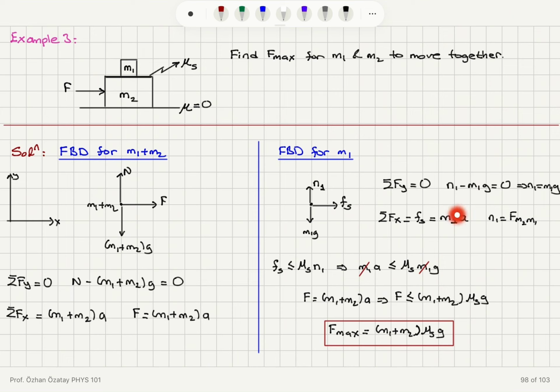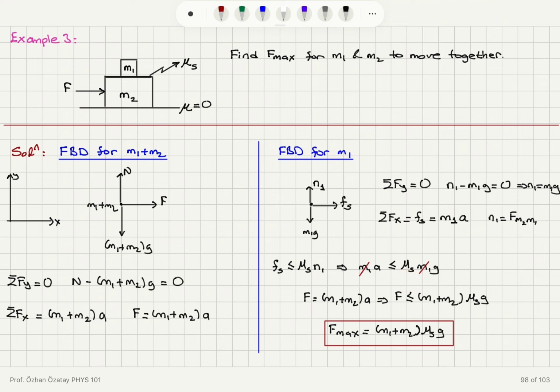And this force is equal to M1 times A, less or equal to mu s times the normal force, which is M1G. So substituting for F, (M1 plus M2)A is less or equal to (M1 plus M2) mu s times G. So the maximum value of F is found.